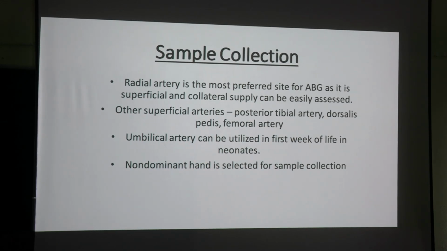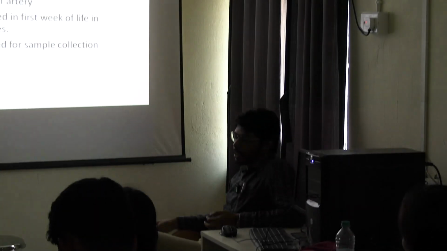The non-dominant hand is selected for sample collection when we are getting the sample from the radial or brachial artery. Because there are some complications, like maybe embolus formation, maybe infection, whatever. So we will not choose the dominant hand, rather we will choose the non-dominant hand. Now the modified Allen test, that is for assessment of collateral supply.